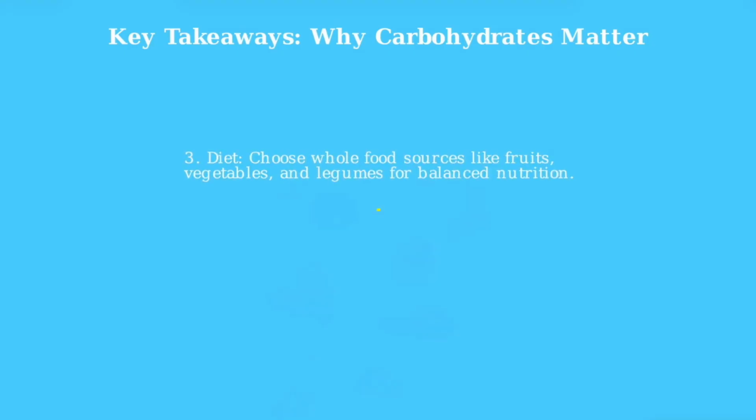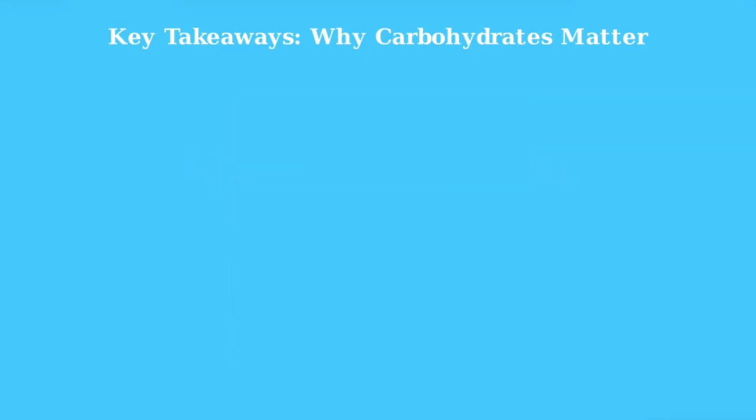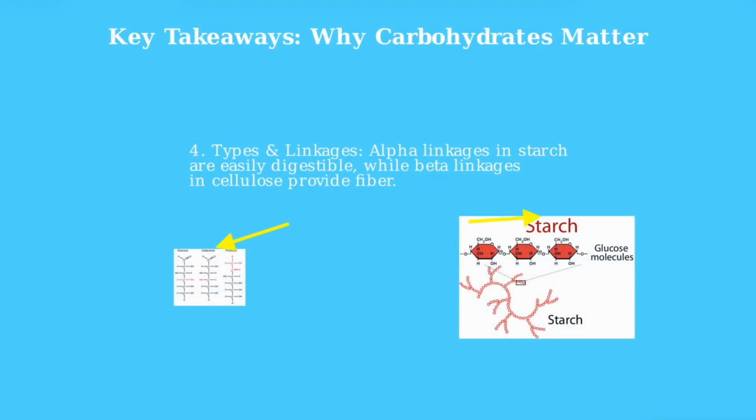In our diet, carbohydrates should come from whole, unprocessed sources. Foods like fruits, vegetables, legumes, and whole grains provide essential nutrients, fiber, and sustained energy without the empty calories of refined sugars. Understanding carbohydrate types and linkages is crucial.